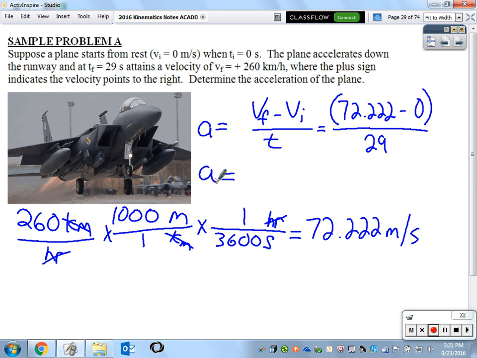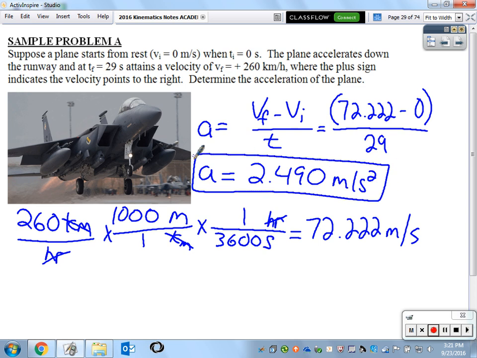Marissa, what do we get? 2.490, and since it's acceleration, meters per second squared. Now, I will talk in a minute as to how we can check whether this should be a positive or a negative value. Okay? Right now, I just want us to be able to do that part of it. Any questions with sample A? No. We'll chat in a second.